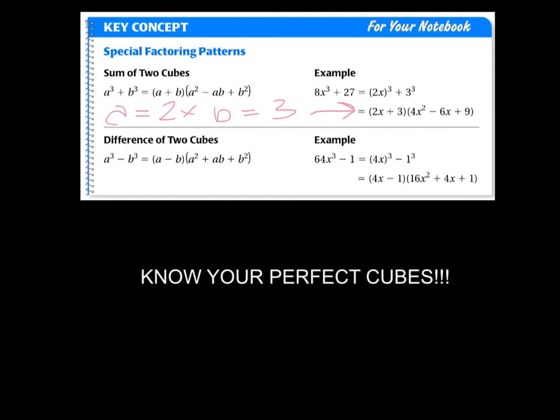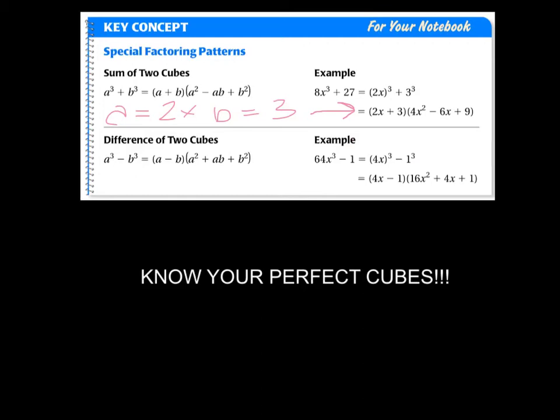We have 64x cubed. What number raised to the third power gets us 64? In this case, it is 4. So 4x raised to the third power would equal 64x cubed. And what number raised to the third power gets us 1? That's just 1. So 1 raised to the third power gets us back to the 1 here.